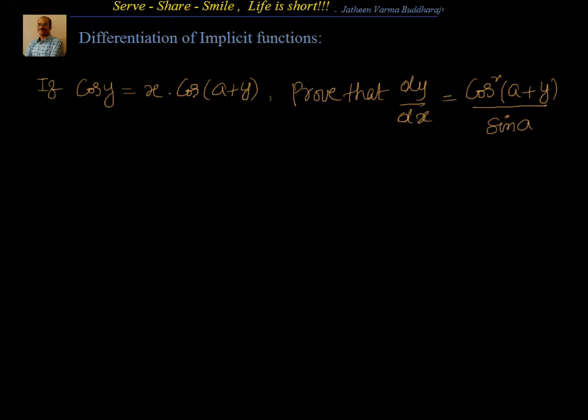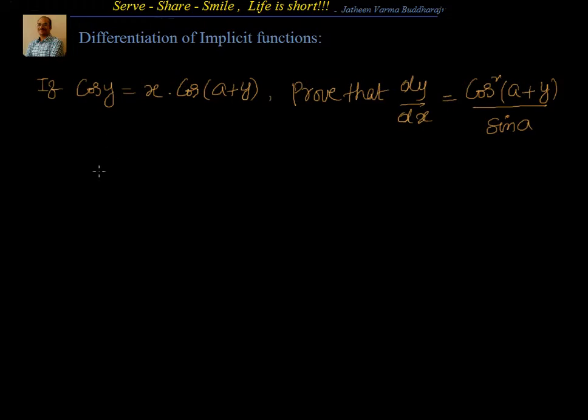Let's continue with the differentiation of implicit functions and try to do some more examples so that we can understand the concept better. We have an interesting example here. If cos y equal to x into cos of a plus y, prove that dy by dx equal to cos square a plus y divided by sin a.